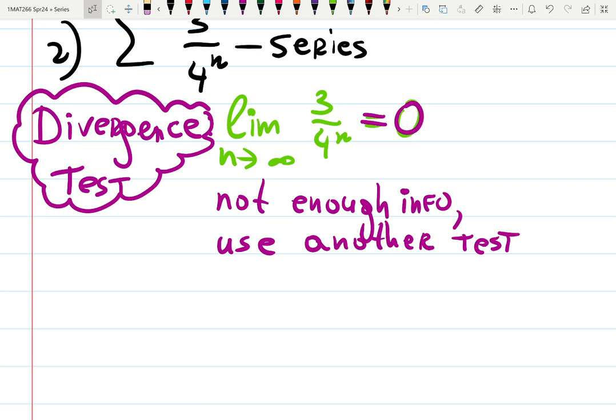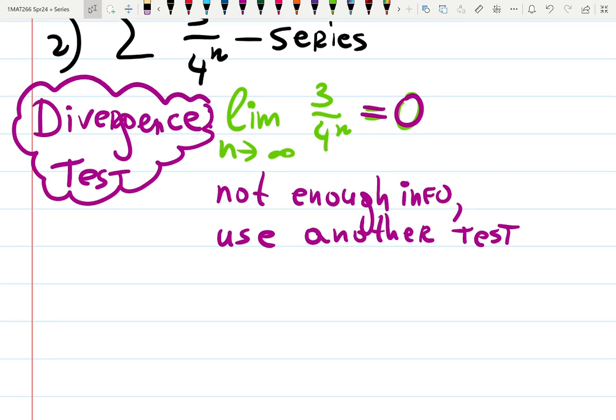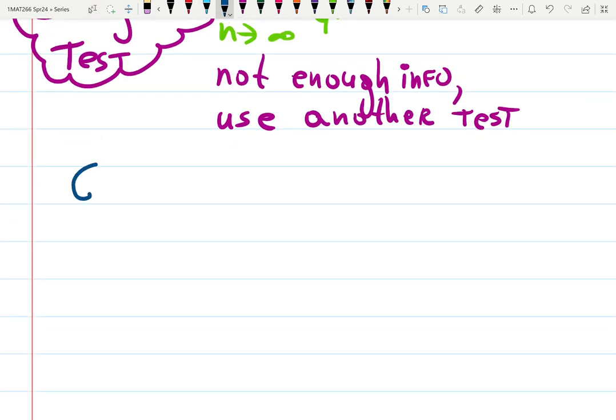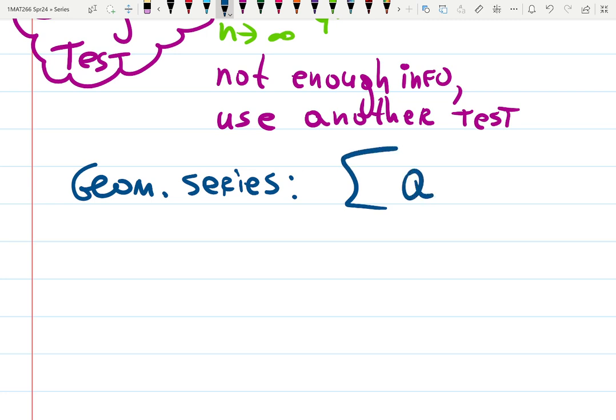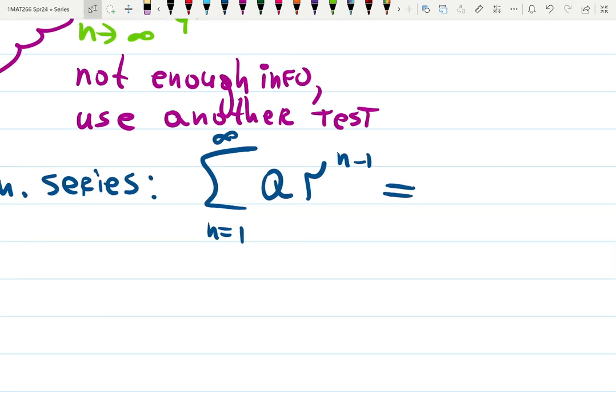So for exam 2, you only have one way to get out of this problem. Geometric series. Sounds so weird. Geometric series. Okay, so let's do that. Geometric series has the shape a r to the n minus 1, n is from 1 to infinity. And it equals a capital sum. Let's call it capital S. First term over 1 minus r.